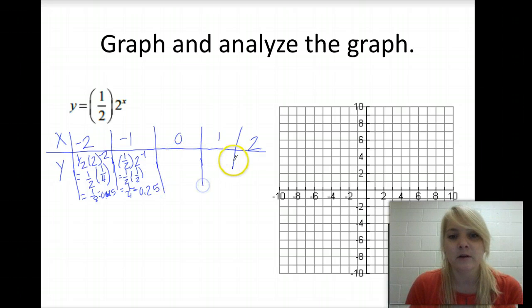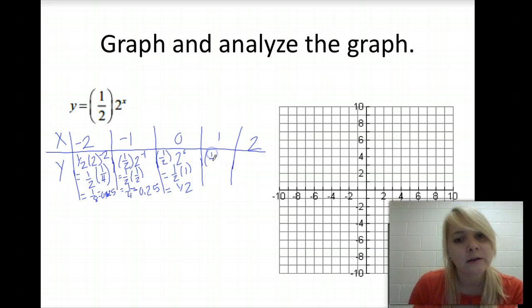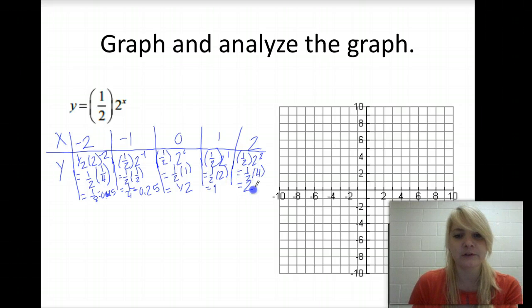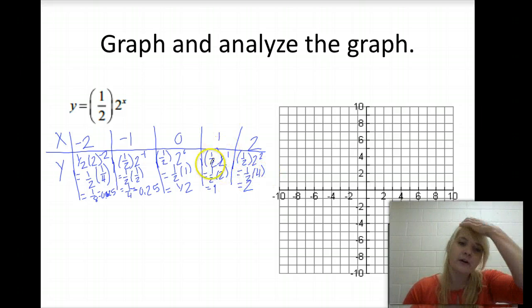And let me extend those. We get 1/2 times 2 to the power of 0, which equals 1/2 times 1. So we're graphing 1/2. And then 1/2 times 2 to the power of 1, which equals 1/2 times 2, which equals 1. And then 1/2 times 2 to the power of 2, which equals 1/2 times 4, which equals 2. All right, so we have our values.